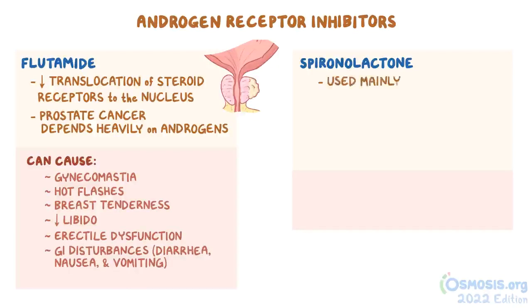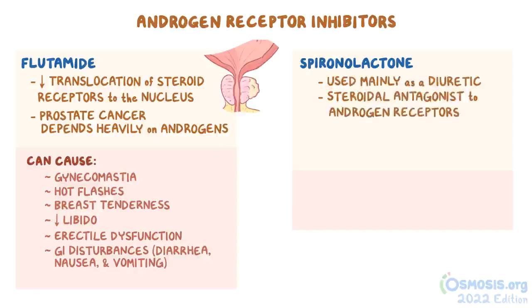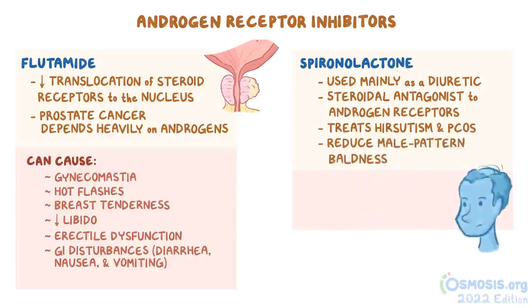Spironolactone, a drug used mainly as a diuretic, acts also as a steroidal antagonist to androgen receptors. Due to its anti-androgenic effects, it is used in the treatment of hirsutism and in polycystic ovary syndrome, or PCOS, a condition with marked symptoms related to excess androgen production. It can also be used in men to reduce androgenic symptoms like male pattern baldness, meaning a thinning of the hair starting from the crown of the head. Alright, now side effects of spironolactone include gynecomastia and amenorrhea, which is the absence of ovulation and menses.